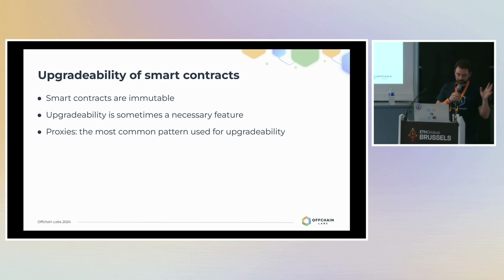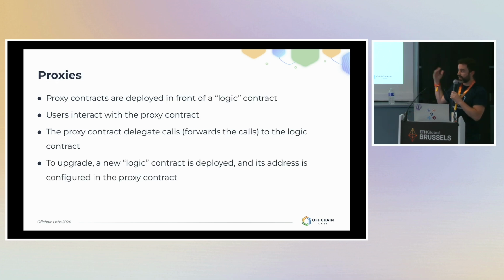So as you know, smart contracts are immutable. That means that when you deploy the bytecode, you cannot modify it, right? But obviously, sometimes you want to have upgradable smart contracts because you want to be able to fix bugs. You want to be able to improve the logic of your contract. So how do you obtain upgradability? Well, one of the most common patterns that we use are proxies, okay? And proxies are just smart contracts that are deployed in front of a logic contract, the contract that has the business logic of your application.